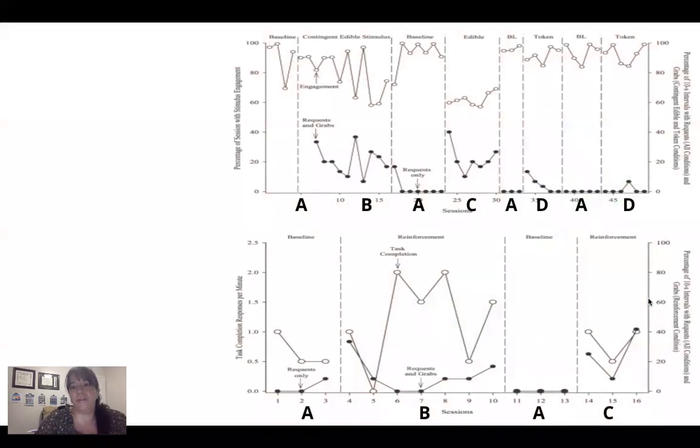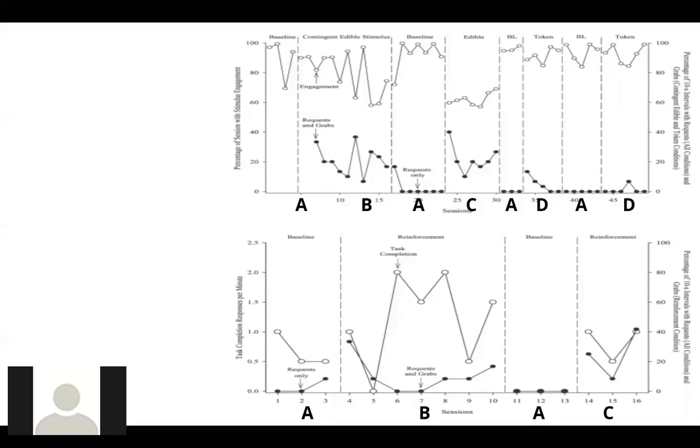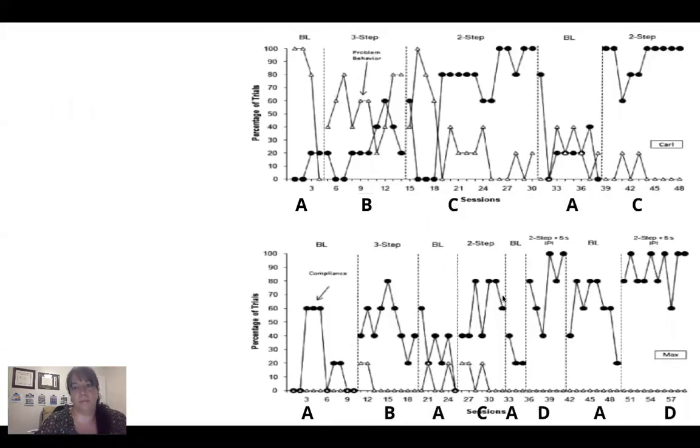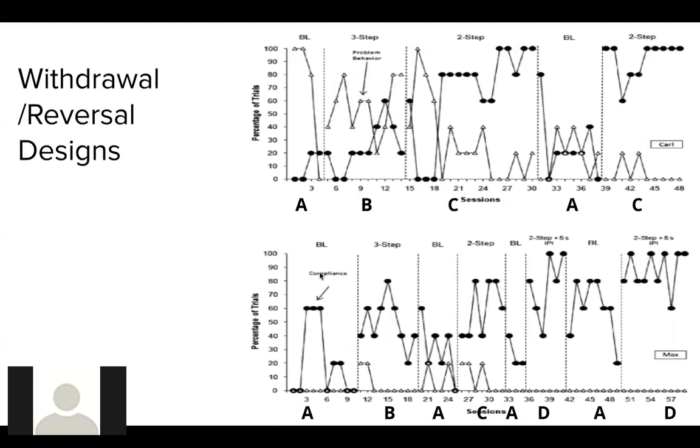All right, what type of graph is that? Withdrawal. Withdrawal and reversal. Perfect. Withdrawal reversal designs. Next one. What is that? Changing criterion. No, it's the same. I feel like withdrawal reversal. Yes, withdrawal reversal.